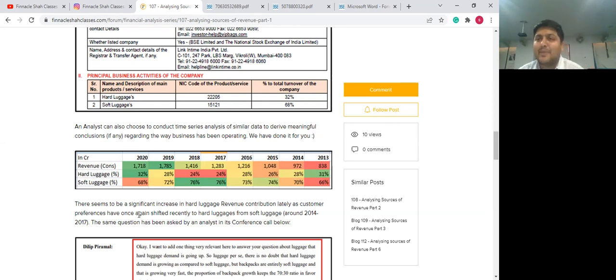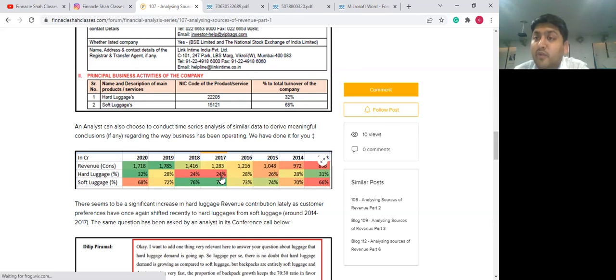In fact, VIP hired quite a lot of brand ambassadors, Varun Dhawan and others, to promote the soft luggage, which was very much hot during that time frame. But we are back to the hard luggage domain now, which is where we can see that happening with VIP Industries. So 32% is hard luggage, which, by the way, once again increased from 2017, where the contribution was just 24%.